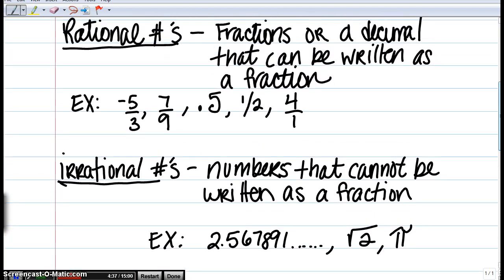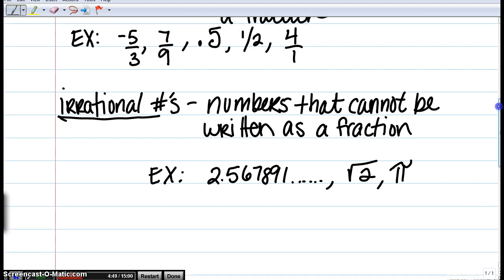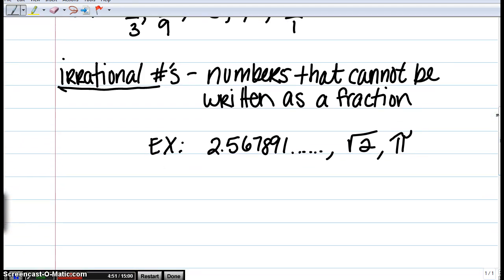So the most difficult part is remembering the difference between rational and irrational numbers, and just remember that rational numbers are a fraction or decimals that can be turned into fractions, and irrational are numbers that can't.